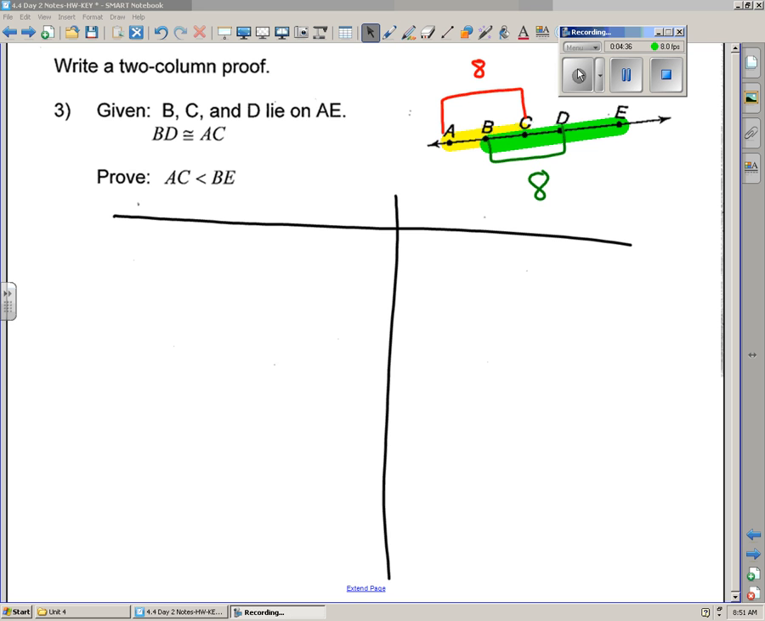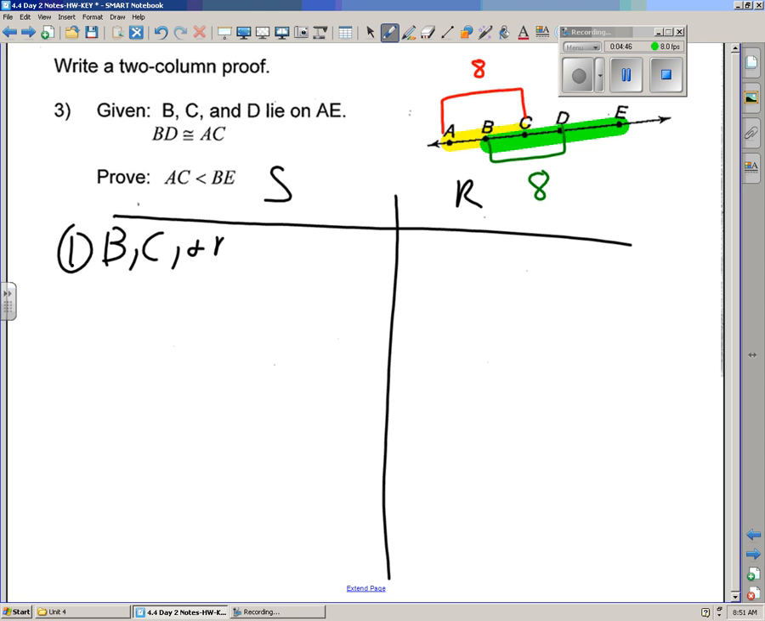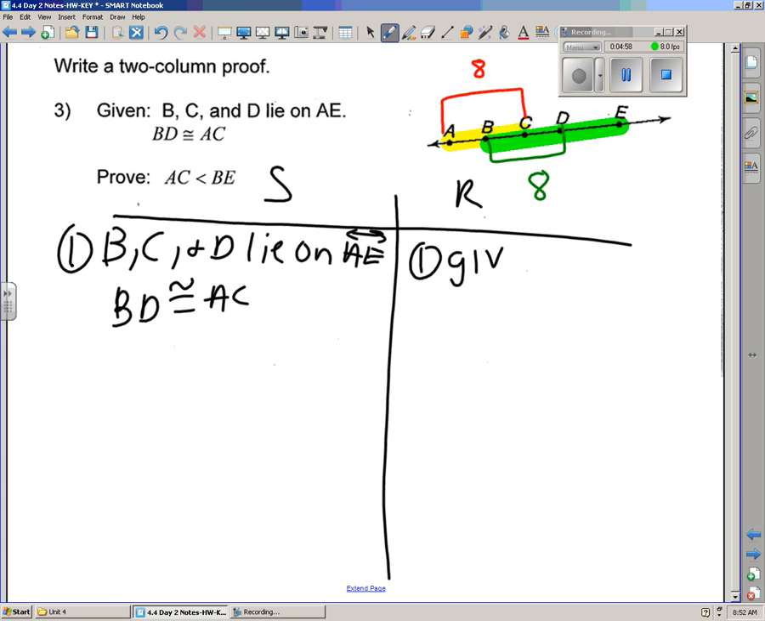So we've got our statements and our reasons. And then we've got the fact that B, C, and D lie on line AE. B, C, and D lie on AE. And then we also have BD and AC are congruent. So this is given.